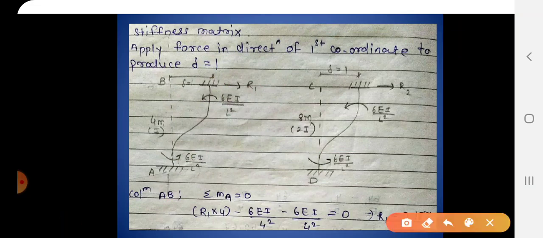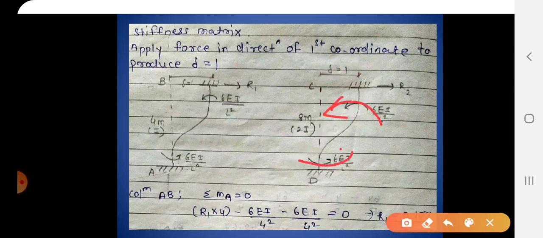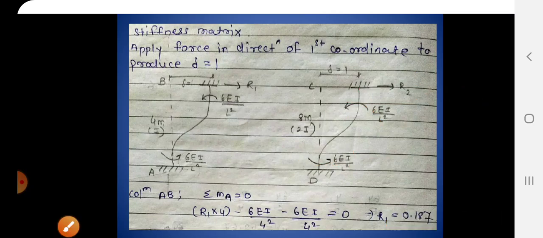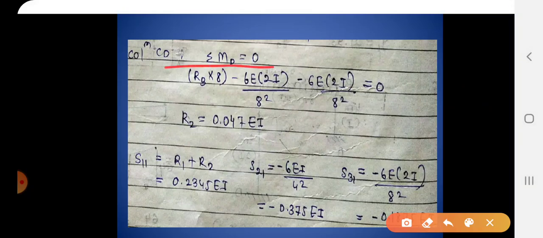Now again considering the free body diagram of column CD, for sway delta equal to 1, the moments introduced are minus 6EI delta by L square and minus 6EI delta by L square. Both values are anti-clockwise, therefore minus, and due to this we require R2 towards the right. By considering the free body diagram of column CD, summation MD equal to 0 gives the respective value of R2. So S11 is nothing but the horizontal force in the x direction, R1 plus R2.